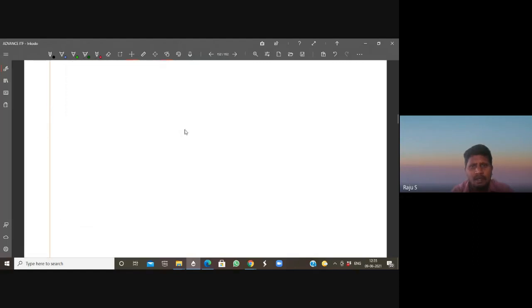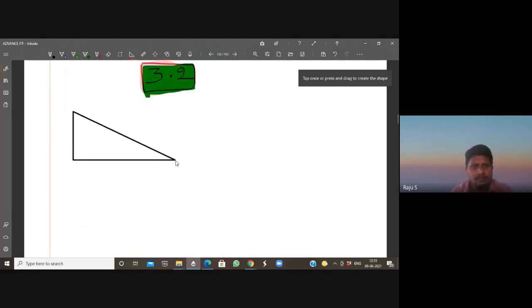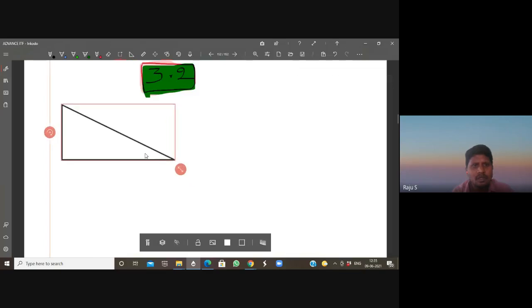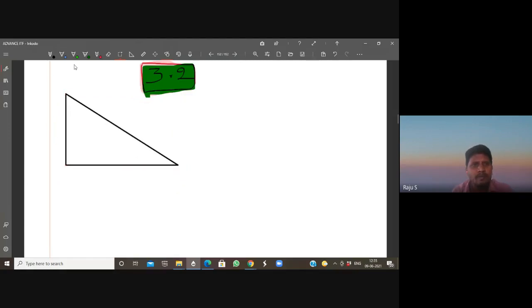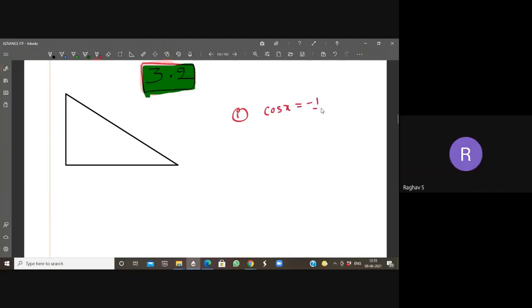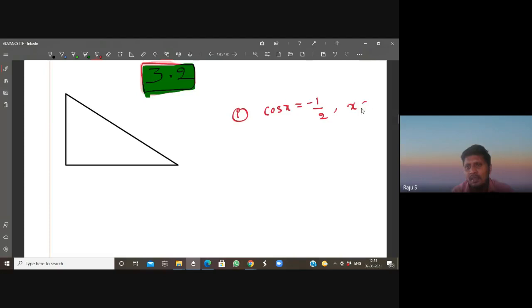I am taking here a right angle. Yeah, that's obviously right, that whatever is an angle. Okay. What is the first subdivision here, student? Cos x is what? Minus 1 by 2. Clearly this angle belongs to quadrant 3.